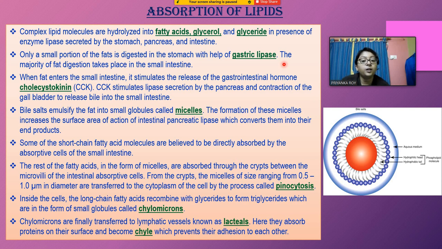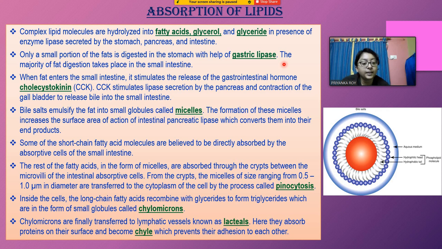Now, some of the fatty acids can be directly absorbed by the intestine. The rest of the fatty acids can form micelles, and then they are absorbed through the crypts between the microvilli of the intestinal cells. The crypts I have already mentioned, and from there the cell can easily take up the micelles by the process of pinocytosis. Pinocytosis, we already know, is a type of endocytosis which involves fluid molecules, very small fluid molecules ranging from 0.5 to 1 micron in diameter.